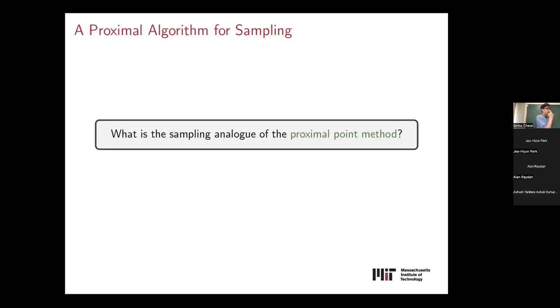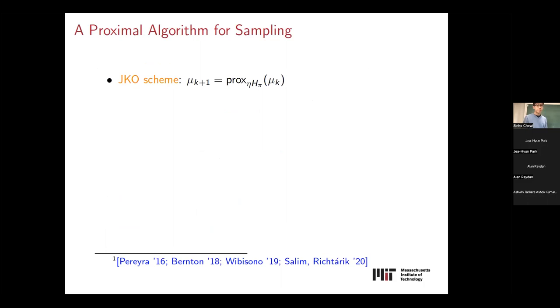So what I want to ask in this first part of the talk is, what is the sampling analog of the proximal point method? Because we have all these connections between optimization and sampling, can we take the idea of the proximal point method and bring it into the sampling context? And I already kind of do this. It's this JKO scheme, because the JKO scheme is just like iterating this proximal operator for the KL divergence in Wasserstein space.